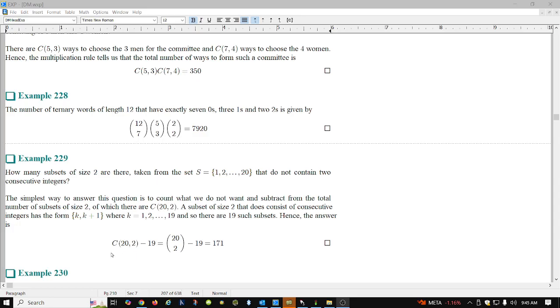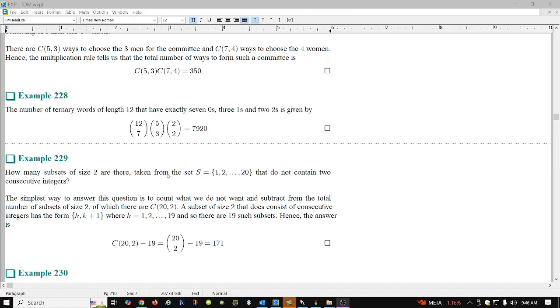So from the total C(20,2) subsets of size 2, you subtract the 19 that you do not want, that are not permitted, and you get 171. Okay. So if you had to address this directly, how many subsets of size 2 are there from this set that do not contain 2 consecutive integers?